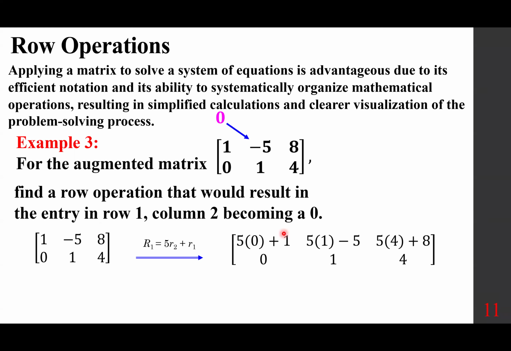So 5 times 0 plus 1 doesn't change. 5 times 1 minus 5 changes to 0. Again, remember, you repeat the bottom row. 5 times 4 plus 8. And so this one is 1, 0. This one is 0, 1. This one is 28, 4.